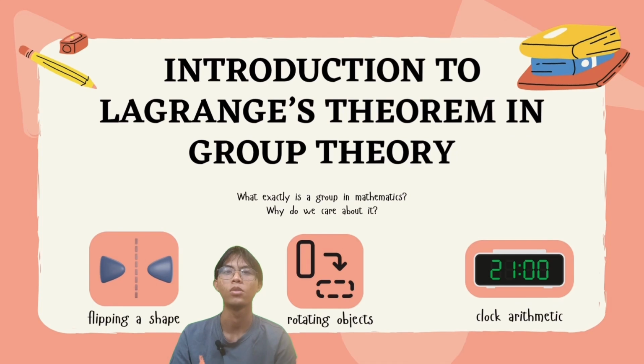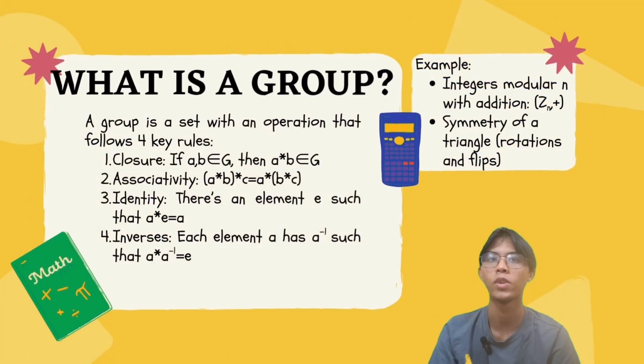Before we dive into Lagrange's theorem, let's first understand the basics of group theory. Group theory helps us describe structure and symmetry in many real-life systems, like rotation of an object, flipping a shape, or even clock arithmetic. So, what is a group? A group is a set with an operation that follows 4 key rules.